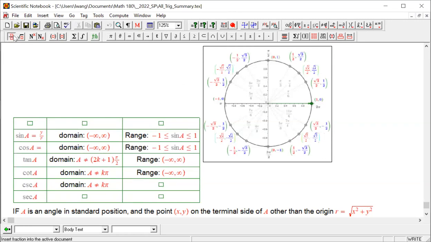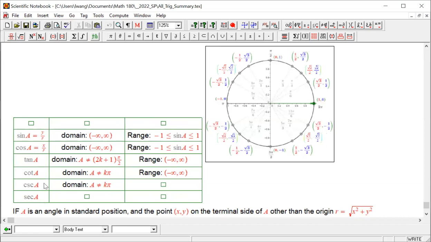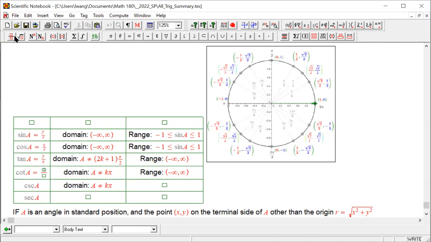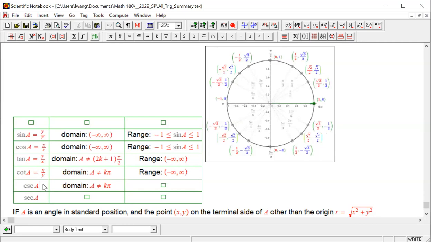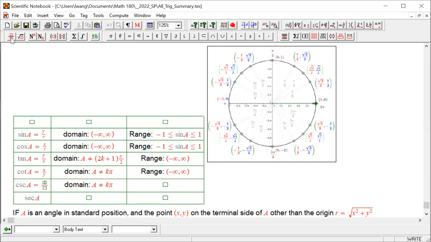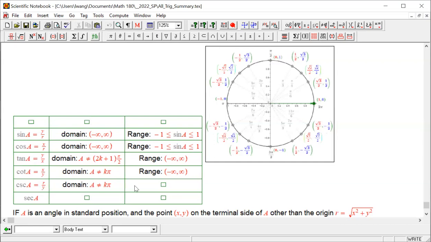Okay, so x over r. What I wish to show you here is how to identify and determine the domain by yourself. Cosecant is r over y, so y cannot be 0. You can see cotangent and cosecant have the same denominator, so whatever makes the denominator 0, those terminal angles have to be out.